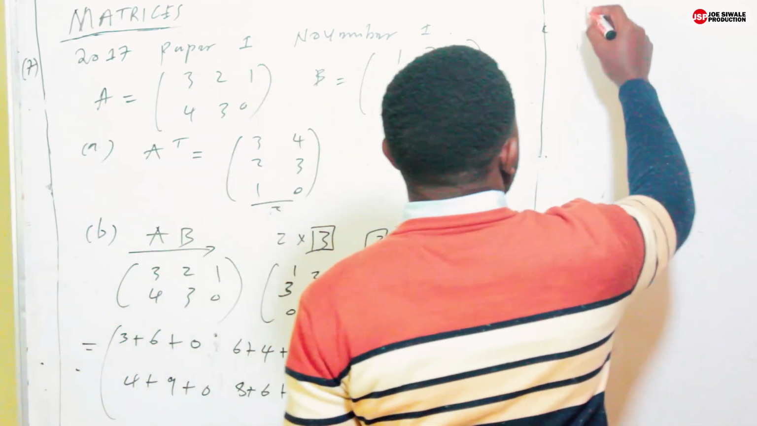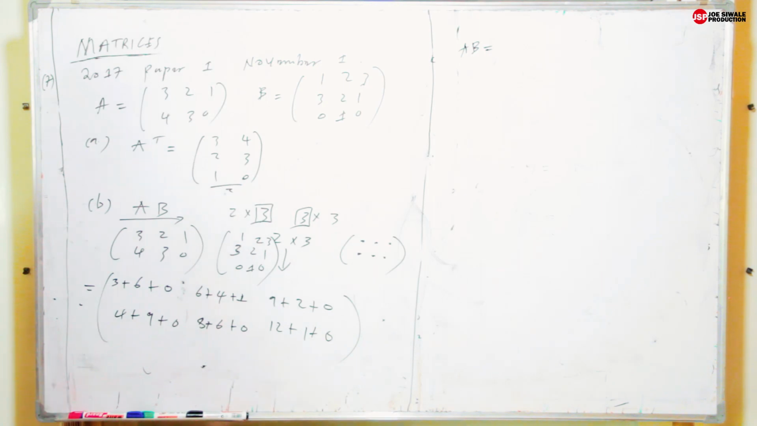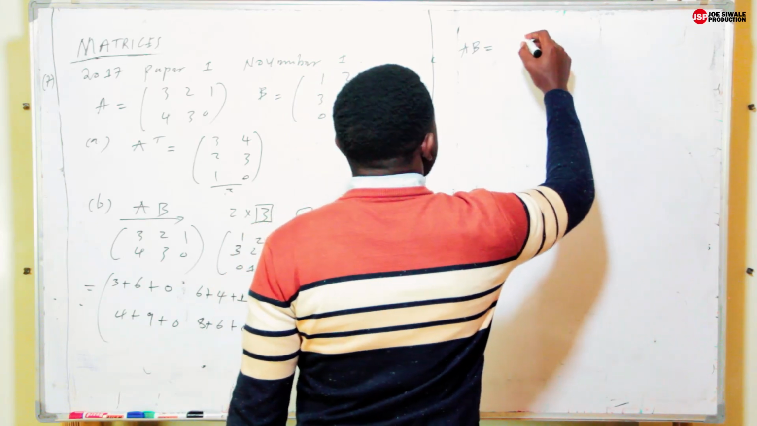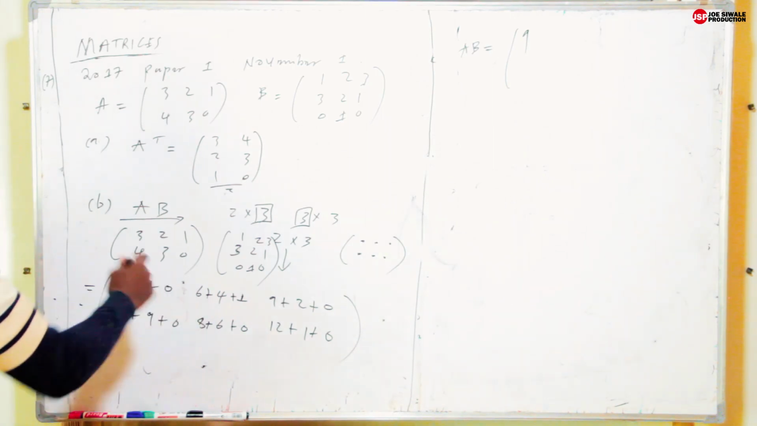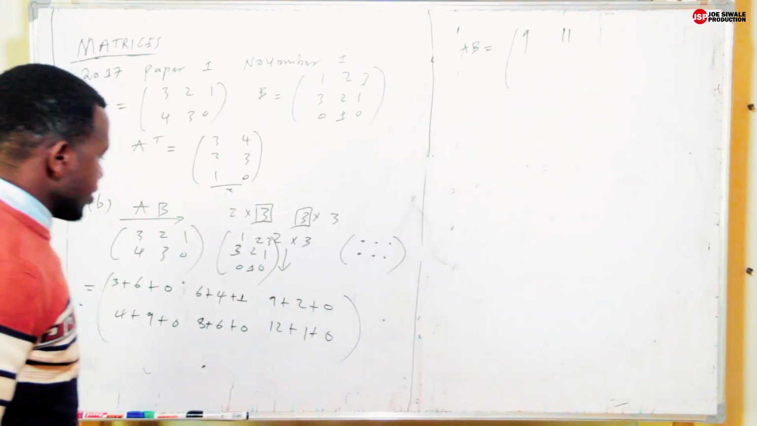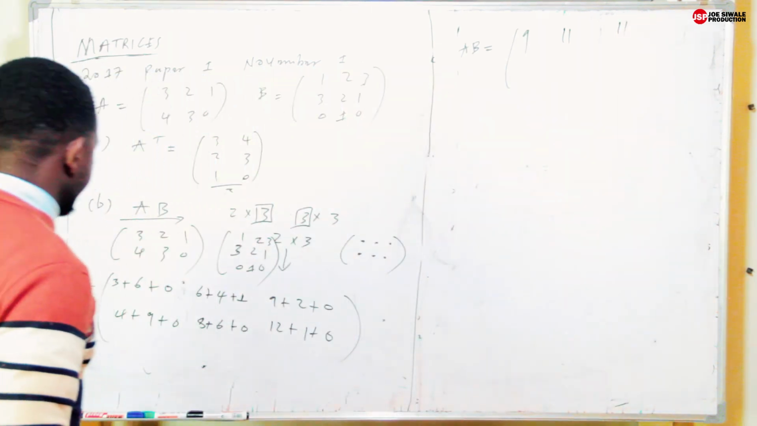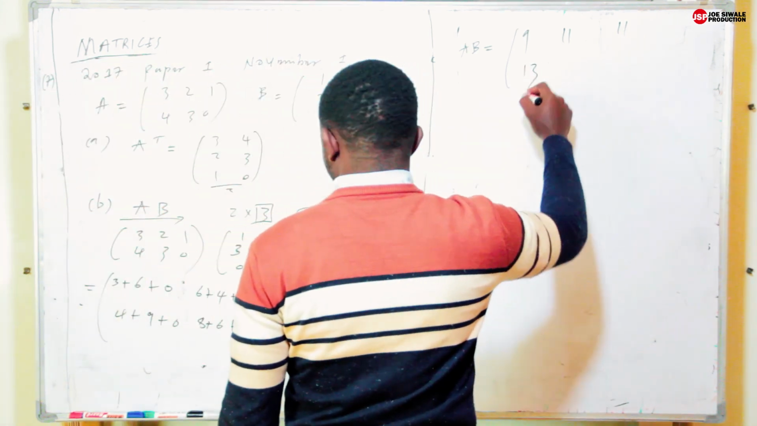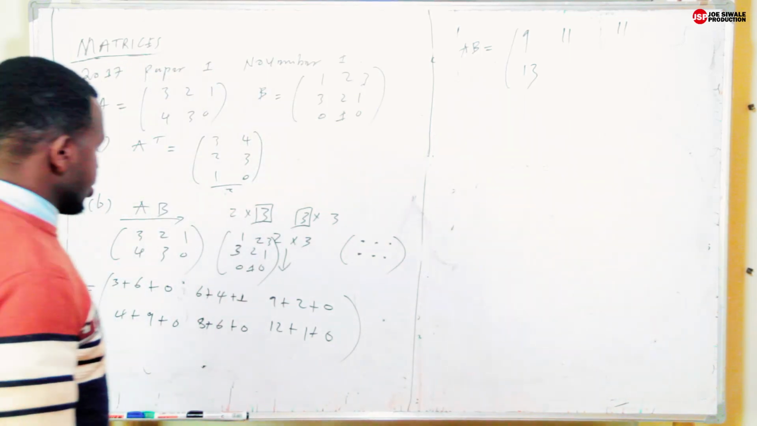So we can say our AB is equal to 3 plus 6 plus 0, we're going to have 9 there. Then 6 plus 4, we're going to have 10, plus 1, we're going to have 11. Then 9 plus 2, we're going to have 11. Then 4 plus 9 plus 0, we're going to have 13 there. Then 8 plus 6, we're going to have 14.